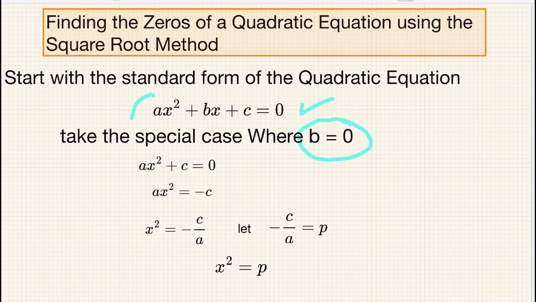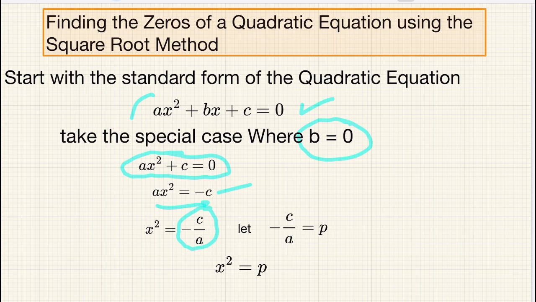So in the standard form, if b goes to 0, we're going to get the b dropping out, so we get ax squared plus c is equal to 0. Now if we take the c to the other side, take minus c on both sides of the equation, we get ax squared is equal to minus c. Now we can rearrange this term by taking the a over here, putting it in the denominator.